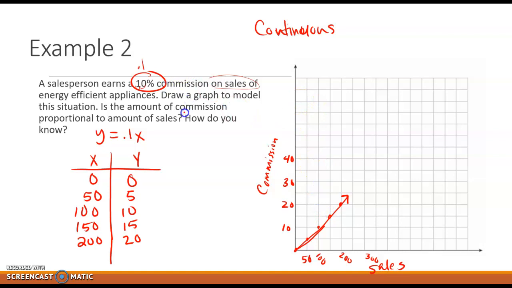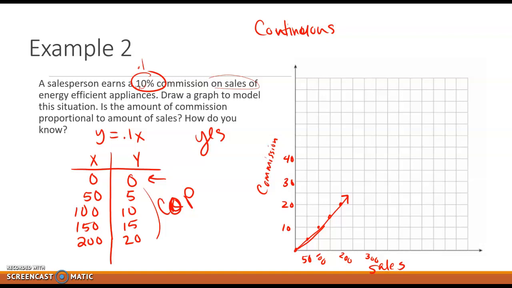Now, is the amount of commission proportional to the amount of sales? And the answer is yes. And how do we know? We've got the point 0, 0 and a constant of proportionality, right? So our constant of proportionality, our slope, and our slope in this case is 1/10.